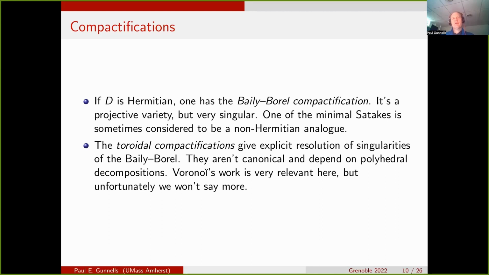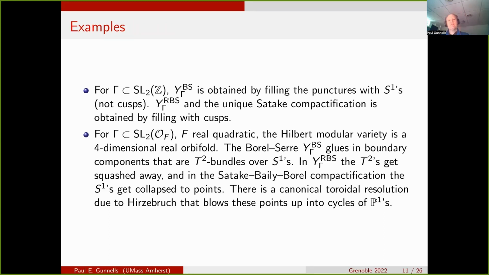So Voronoi's work in polyhedral decompositions of the space of quadratic forms is extremely important here. And in fact, it is one of the main engines behind the construction of these toroidal compactifications. But we're not going to say much more about them just because it takes us a bit afar from what we're doing. But they're extremely interesting, and definitely worth taking a look at if you haven't seen them before and you're interested in this kind of thing. So now I want to give some examples.